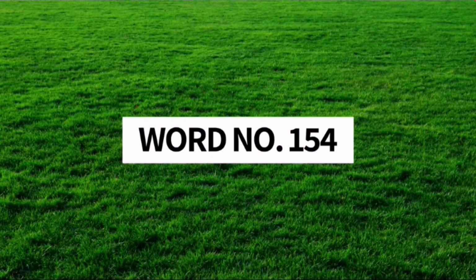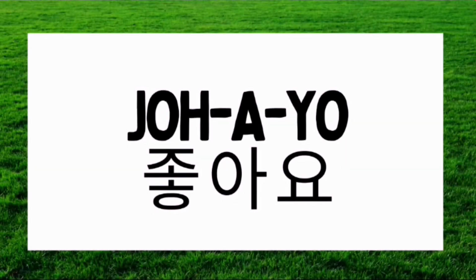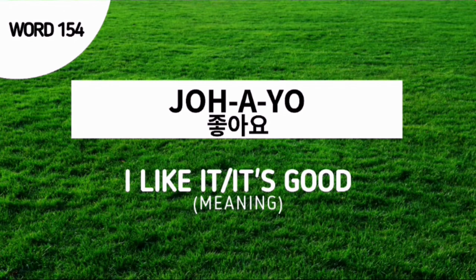Word number 154. Joayo. This is pronounced as a three-syllable word. The first syllable is jo with an H, followed by an a, followed by ayo. Pronounce it with me. Joayo. The meaning of the word joayo is I like it or it's good. So when I say joayo, it means I like it or it's good.